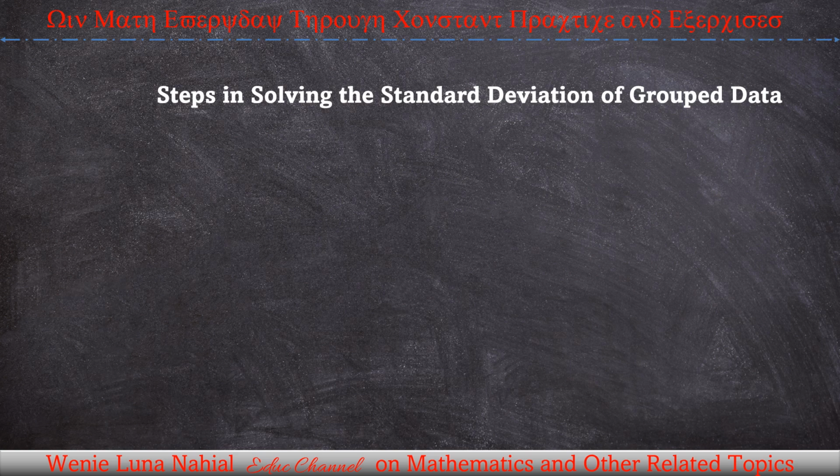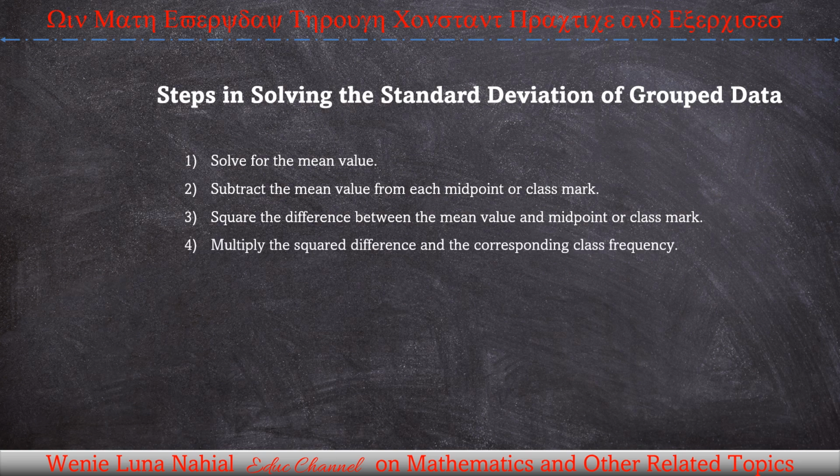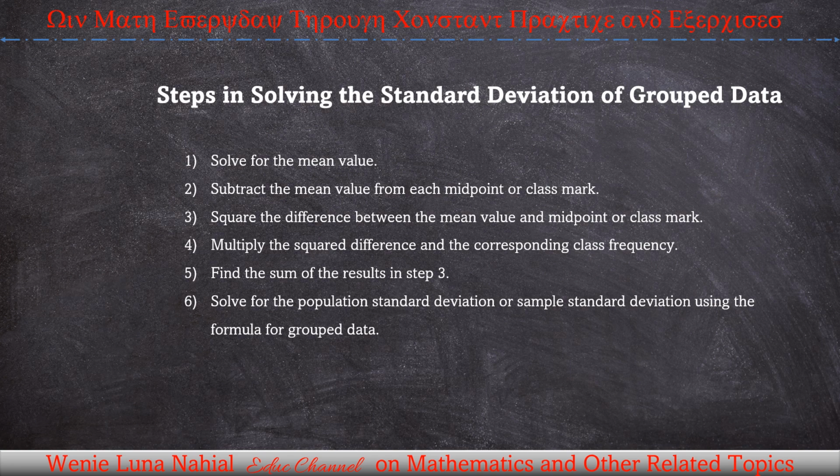Steps in solving the standard deviation of grouped data. Solve for the mean value. Subtract the mean value from each midpoint or class mark. Square the difference between the mean value and the midpoint or class mark. Then multiply the squared difference and the corresponding class frequency. Find the sum of the results in step 4. Then solve for the population standard deviation or sample standard deviation using the formula for grouped data.